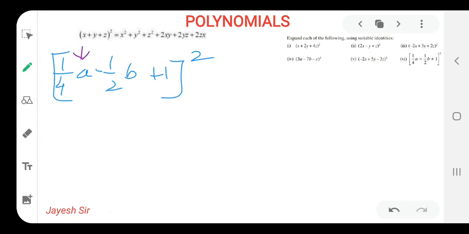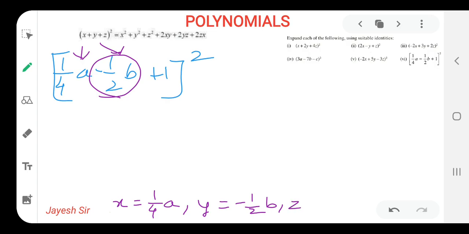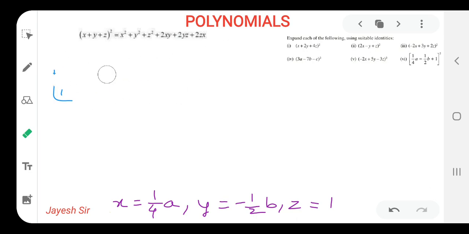So the value for x we have got is 1 by 4a. The value for y we have got is minus 1 by 2b. Why minus? Because we have to take along the sign if there is a minus sign. The value for z is 1 only. I hope you all might be getting it, and have understood how we can relate it with our question. Now we will solve and put the values for x, y and z onto the RHS of the given equation. So the value for x we have found is 1 by 4a.